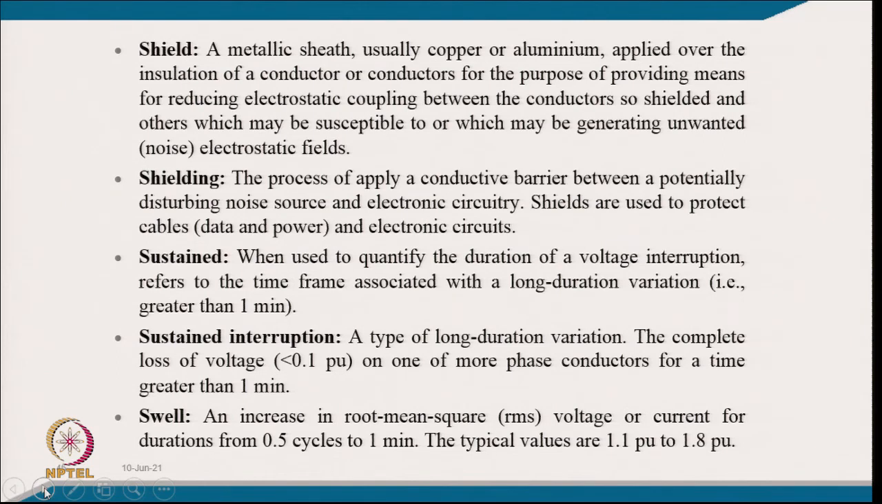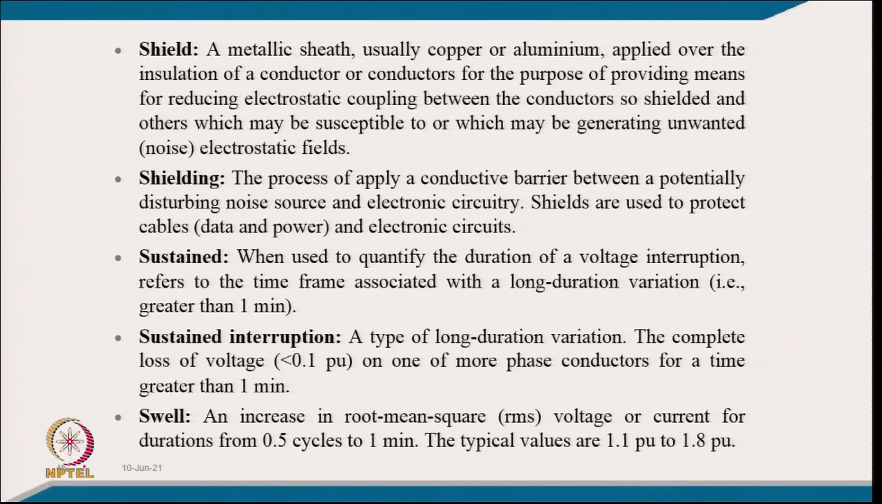And shielding, the process of applying conducting barriers between the potentially disturbing noise source and the electronic circuit; shields are used to protect the cables, data and power, and electronic circuits. And sustained, when used to quantify the duration of voltage interruption, refers to the time frame associated with long duration, greater than 1 minute, called sustained. And sustained interruption, a type of long duration variation, is the complete loss of voltage, 0.1 per unit, on one or more conductors.